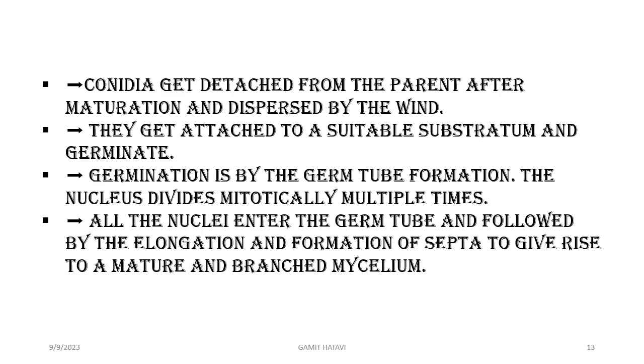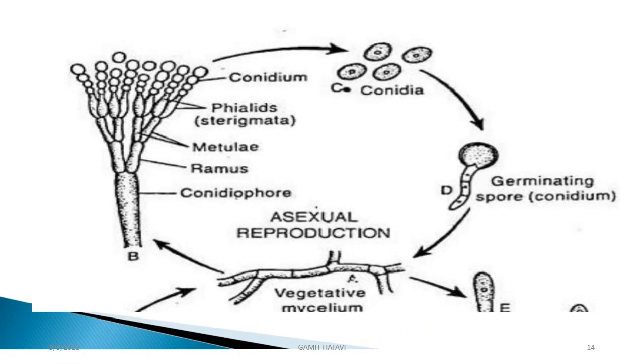The nucleus divides mitotically multiple times. All the nuclei enter the germ tube, followed by elongation and formation of septa to give rise to a mature and branched mycelium. Asexual reproduction.